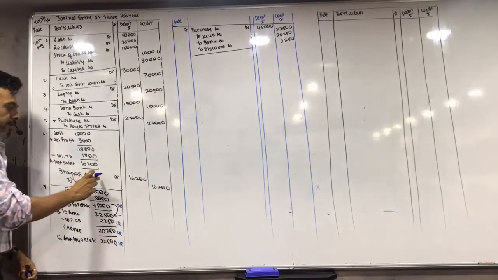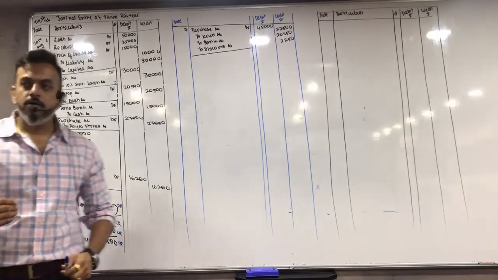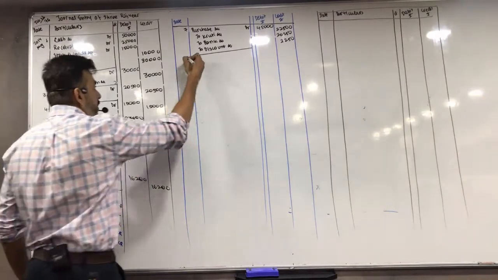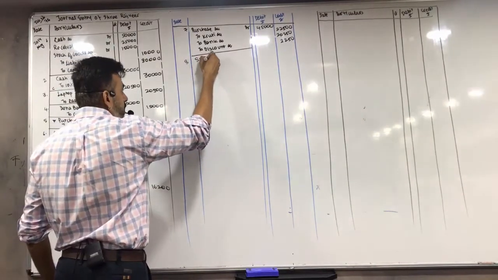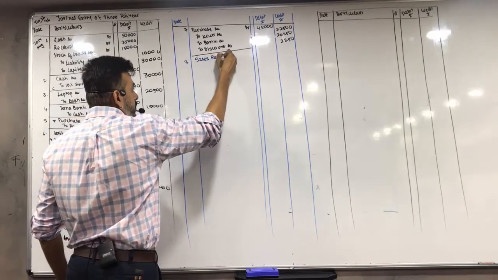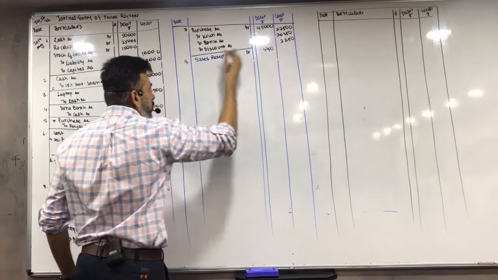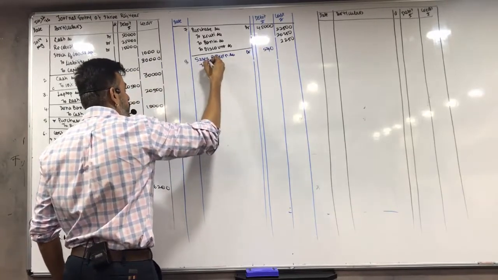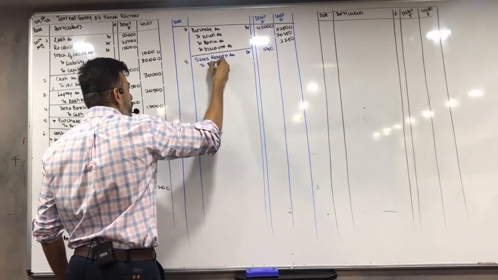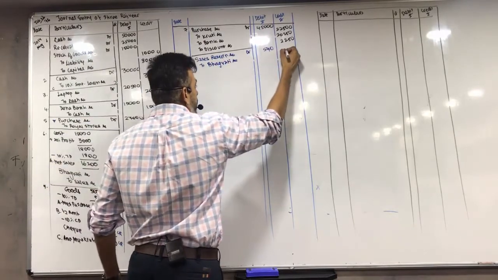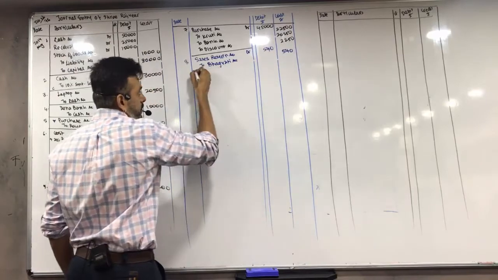Now how much is the sales return? 540. This we have. Okay, so we write the entry 8: sales return account debit, already given in the question, 540. Who is the giver? Bhagwati is the giver. Bhagwati account 540.